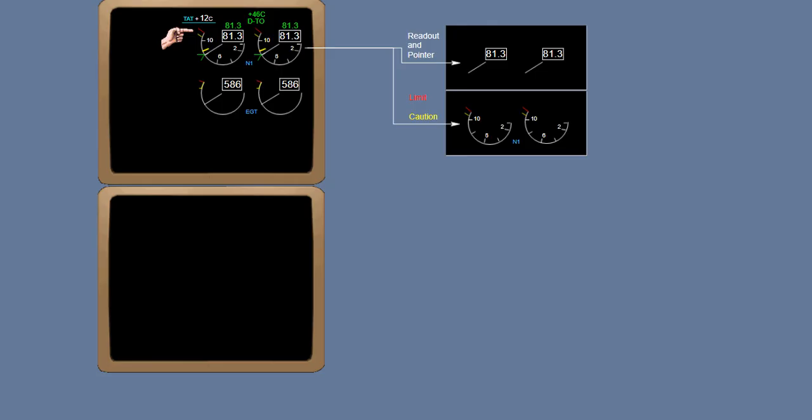An amber band on the outside of the arc indicates the caution range for the N1 RPM. A red line indicates the N1 RPM operating limit. If the pointer moves into the red line area, both the pointer and the boxed readout will be red.